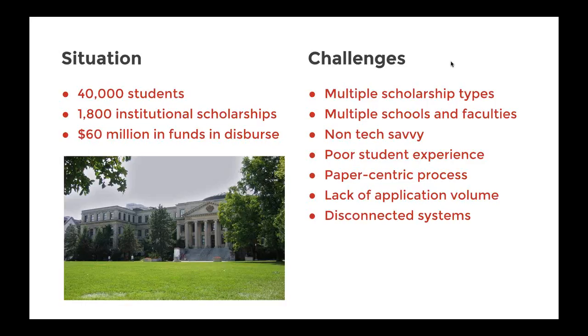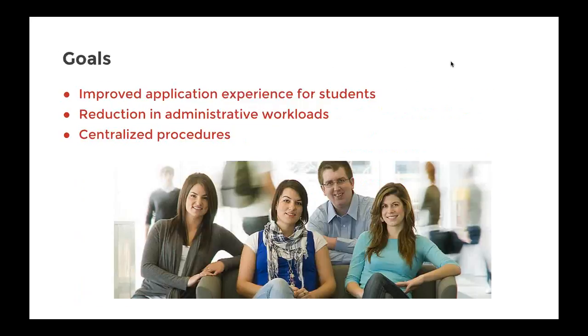They were experiencing some pretty big challenges to their scholarship program. They had a disconnected system which, coupled with multiple scholarship types and multiple schools and faculty, resulted in a very poor student experience. Their paper process just slowed down everything, which resulted in a lack of application volume and, again, that poor student experience. Their goals are probably similar to a lot of institution goals, which would be to improve their application experience for students, reduce the administrative workload, and centralize their procedures.